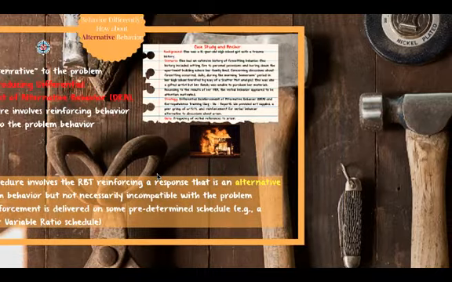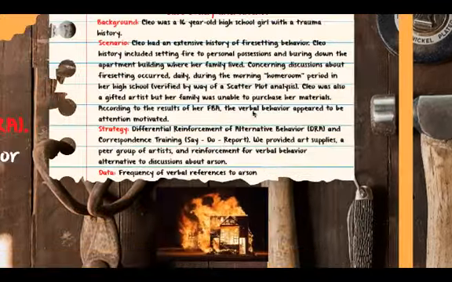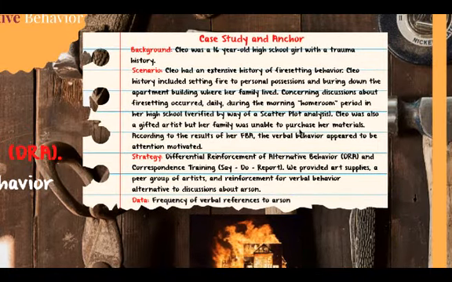Okay, here's a case study. Once again, real story, authentic situation, and factual information. Here's the background: Cleo, a 16-year-old girl with a trauma history. She had a history of physical abuse. The scenario is that Cleo had an extensive history of fire setting behavior, which included setting fire to personal possessions.